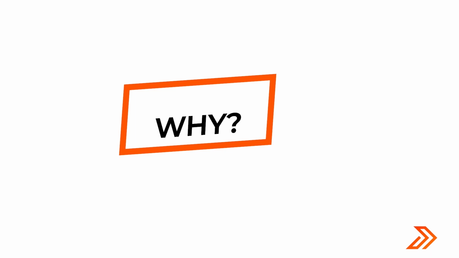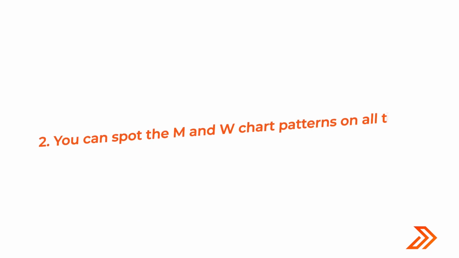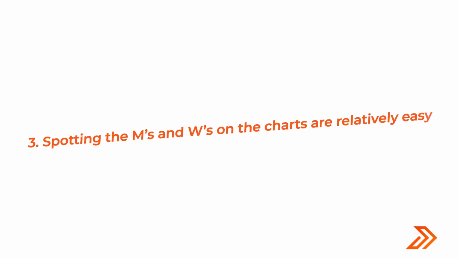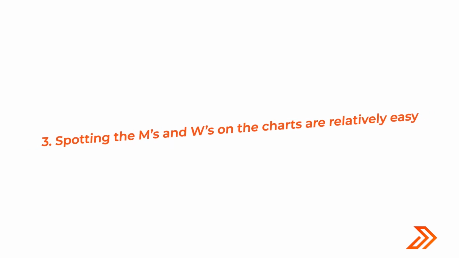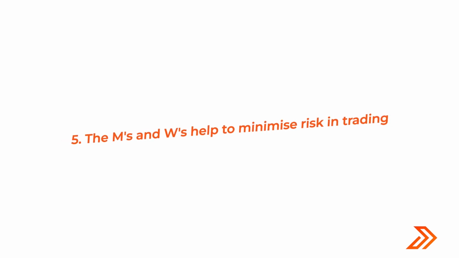So why do we trade the M and the W patterns? The M's and the W's are helpful in determining whether or not there has been a major change in the direction of the trend. You can spot the M and the W chart patterns on all time frames. Spotting the M and W's on the chart is relatively easy. These patterns may also be used in conjunction with other confluences, indicators, and trading systems to provide further validity for your setups. The M's and W's help to minimize risks in trading.